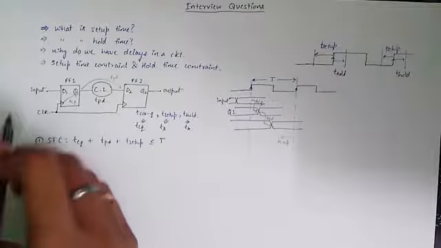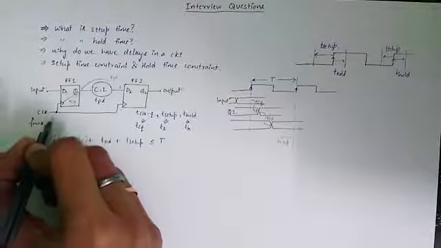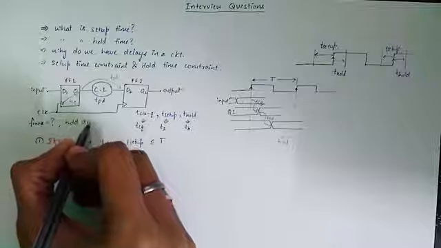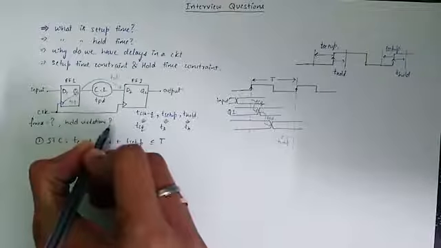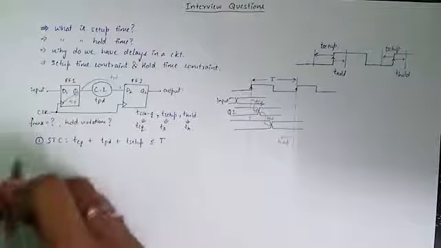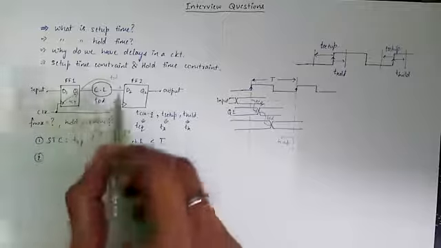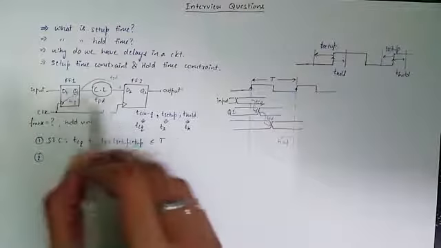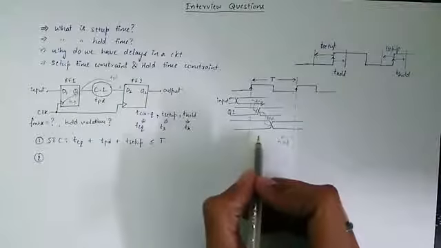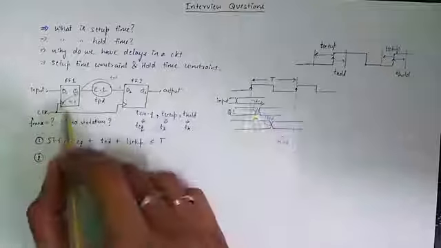Let me write the question again. We have to find the maximum frequency at which the circuit can operate and check if the hold time violation occurs. Now we will check for hold time violation. From the definition of hold time, we know that the signal at FF2 must not change at least hold time after the clock edge. Therefore, to ensure this, signal at D2 must not change before hold time has passed.